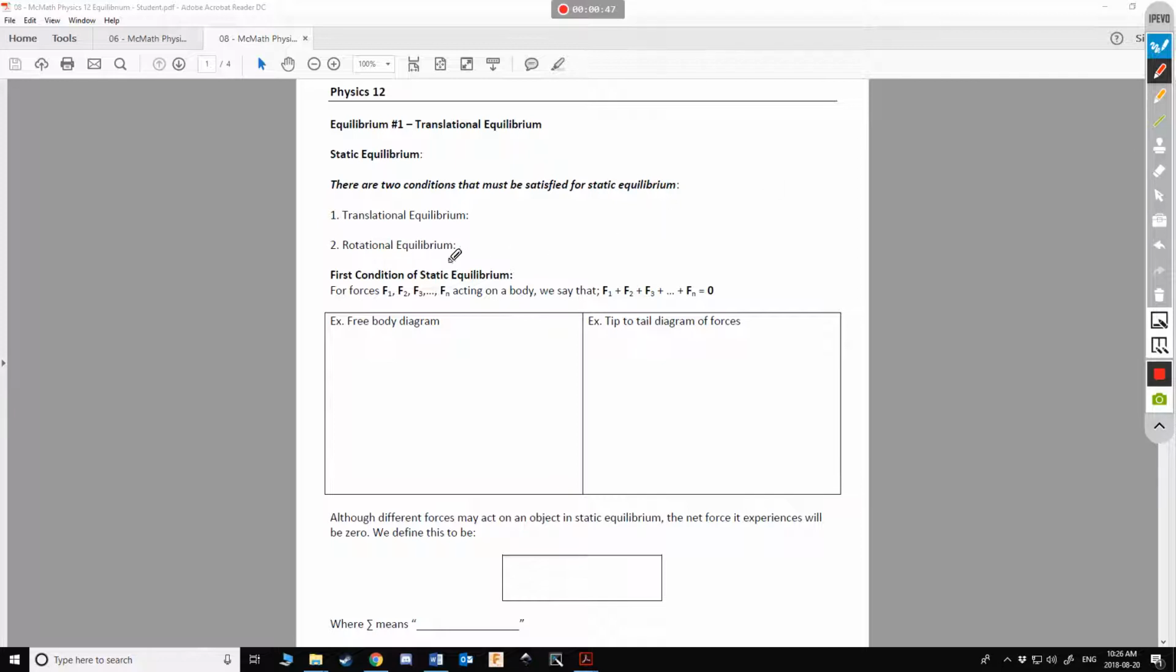So our first one, translational equilibrium: our vector sum of all forces acting on a body must be zero.